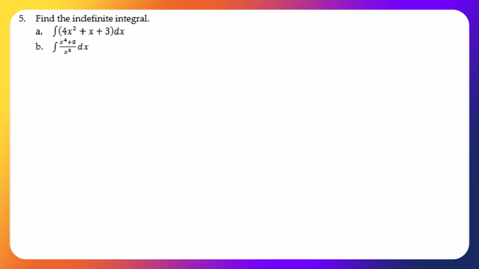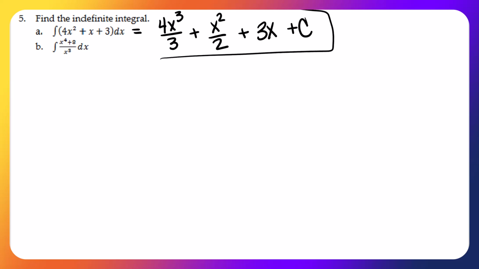For number 5, we have quite a few indefinite integrals. So if we look at A, remember we can split this up over addition, subtraction, so these are all just power rules. So remember we want to add 1 to our exponent and divide by that same number. So we would have 4x cubed divided by 3 plus x squared divided by 2 plus 3x, and then we always get a plus c at the end for that constant of integration for indefinite integrals.